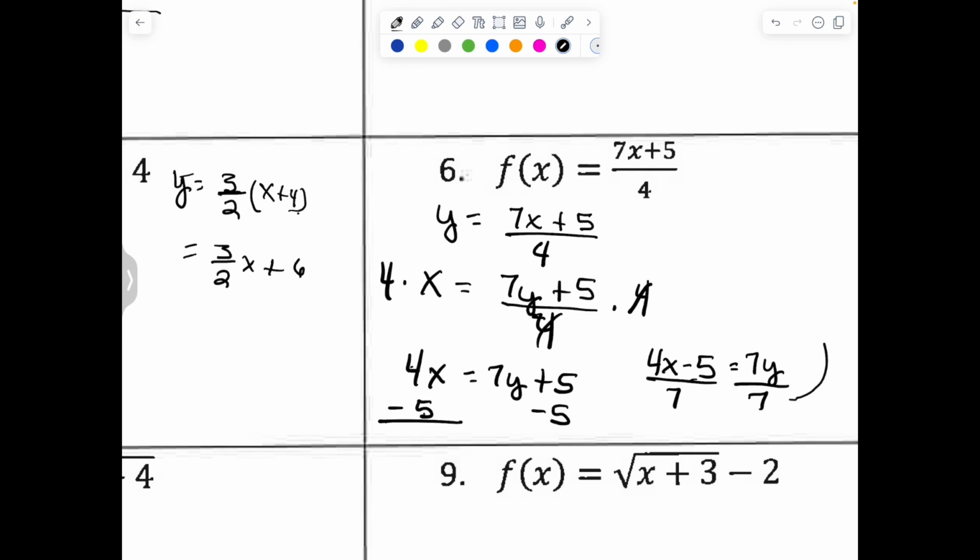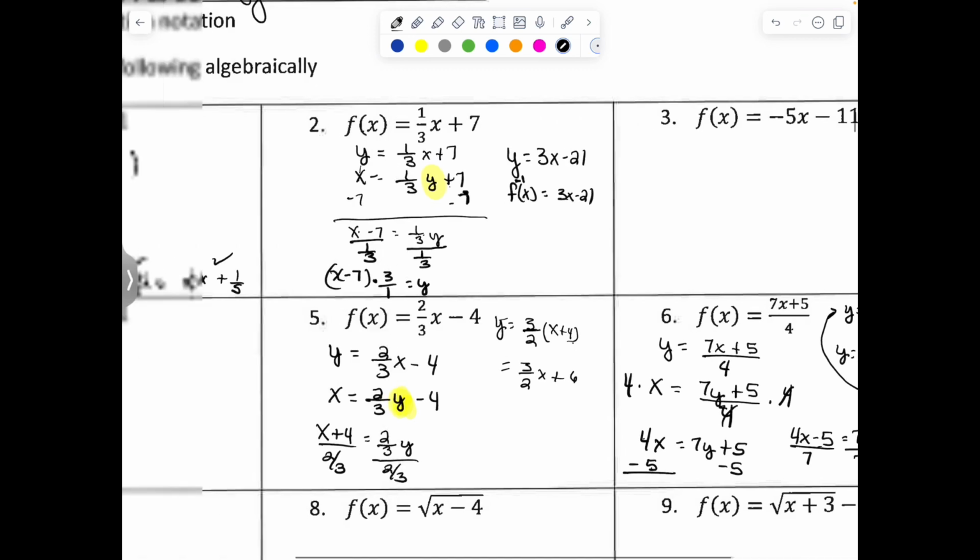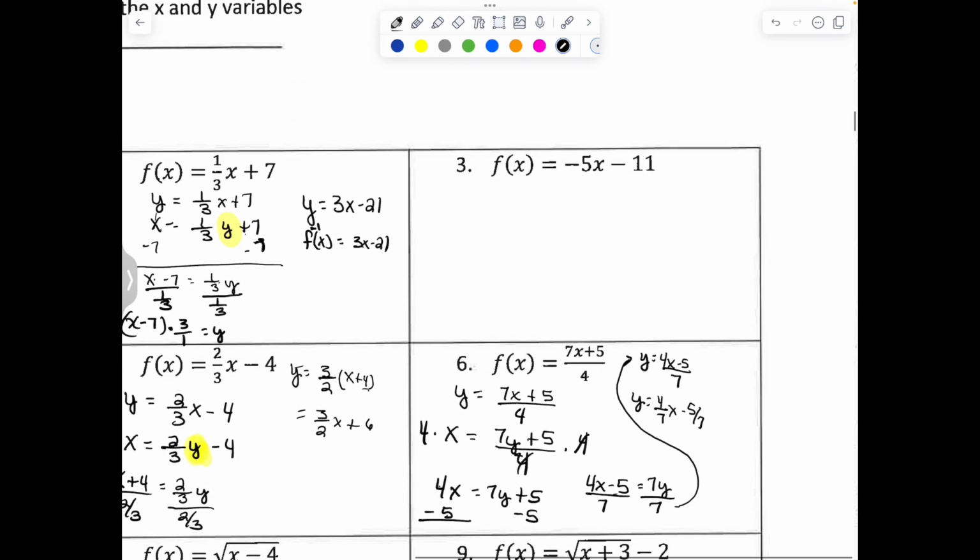So y is equal to 4x minus 5 over 7. We could also write that as y is equal to 4/7 x minus 5/7. Okay, dokie? All right, if you would go ahead and pause the video and try problems 3 and 4, I'll come back and show you the answer.